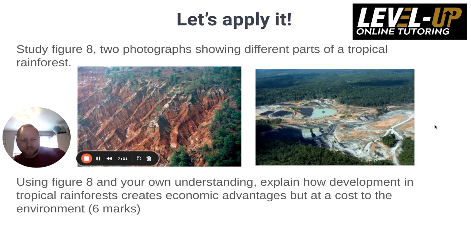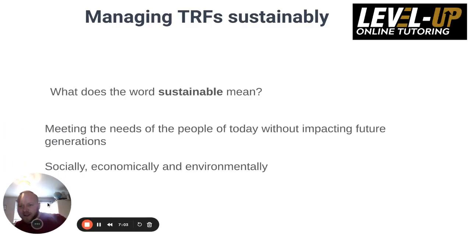So what are we doing about it? Okay, this word sustainable was already brought up today. It's one of the most important geography words, and it literally means meeting the needs of the people of today without impacting future generations. And that can be socially, economically, and environmentally. And this is what we're doing.